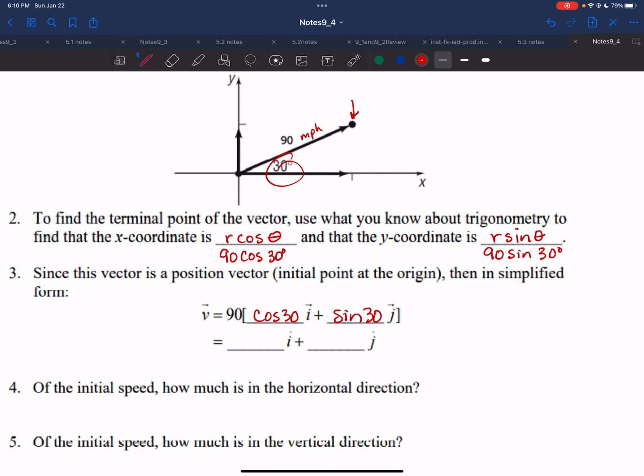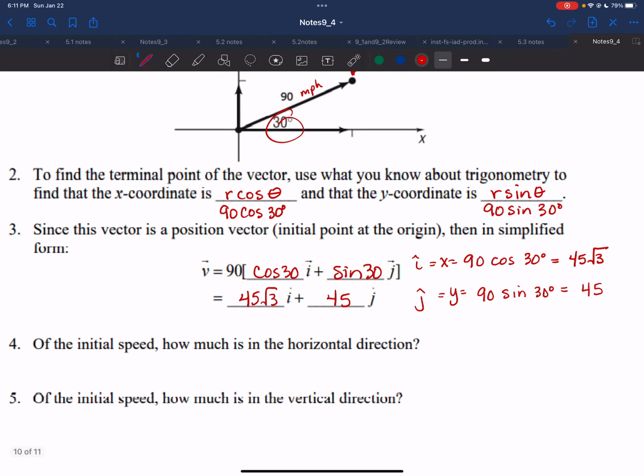So if I do 90 cosine of 30 degrees, I get a value of 45 times the square root of 3. So that's my x, and this is the same as my i. And then my y is 90, and this is the same as my j. Not cosine, we need sine. So 90 sine of 30 degrees is 45 because the sine of 30 degrees is just 1/2. So I could say that it is 45 root 3 i plus 45j.